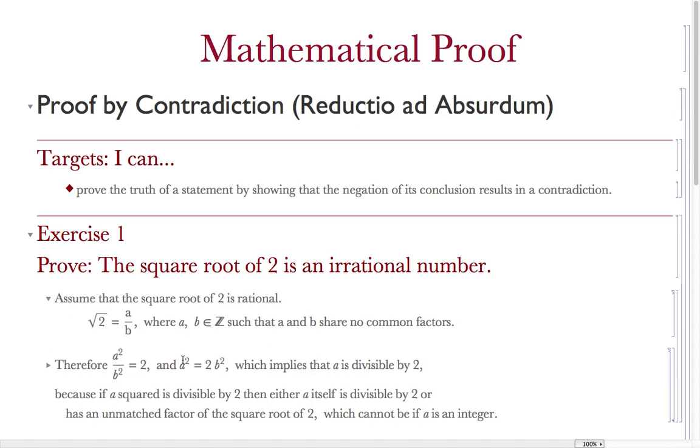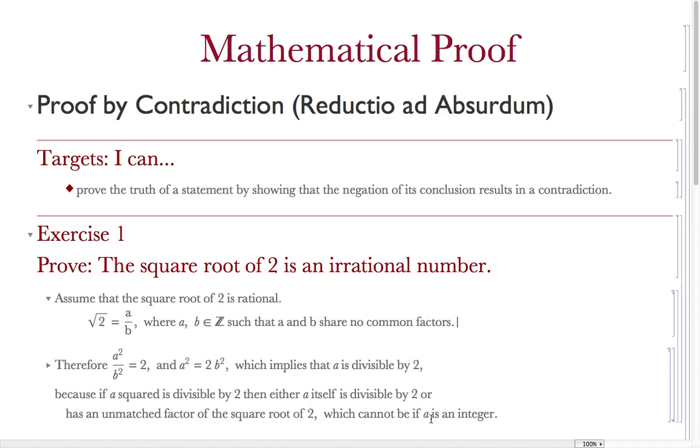The reason for that is that if a squared is divisible by 2, then we have two situations that are possible. Either a itself is divisible by 2, and when we squared, a squared would still be, of course, divisible by 2, or a is not divisible by 2, which would mean that the only way that a squared was divisible by 2 would be to have a factor of the square root of 2, so that when we multiply a by itself, a squared has a factor of 2. However, we know, because we've defined it such, that a is an integer, and so a can't have an unmatched square root of 2.